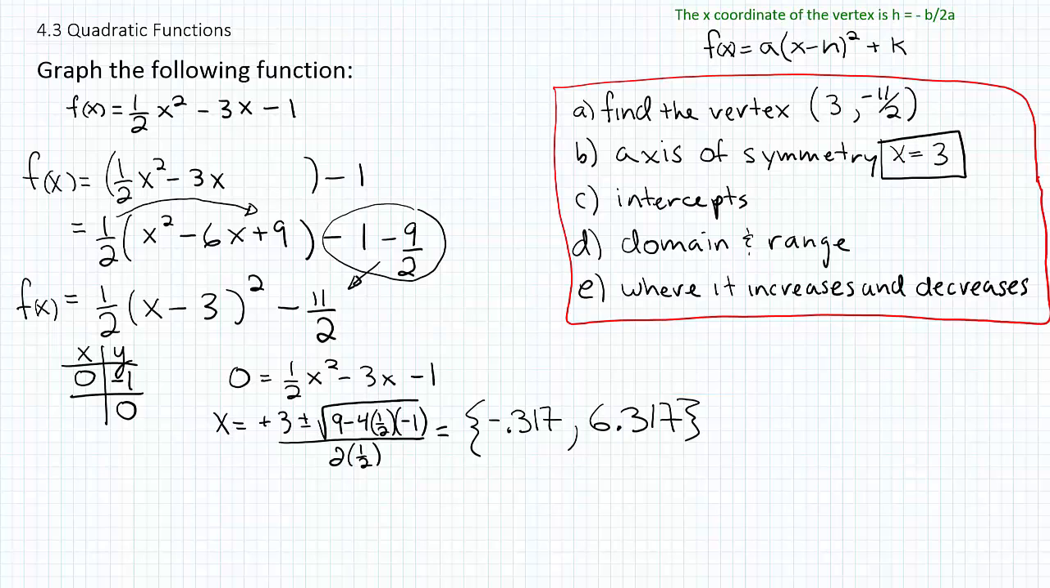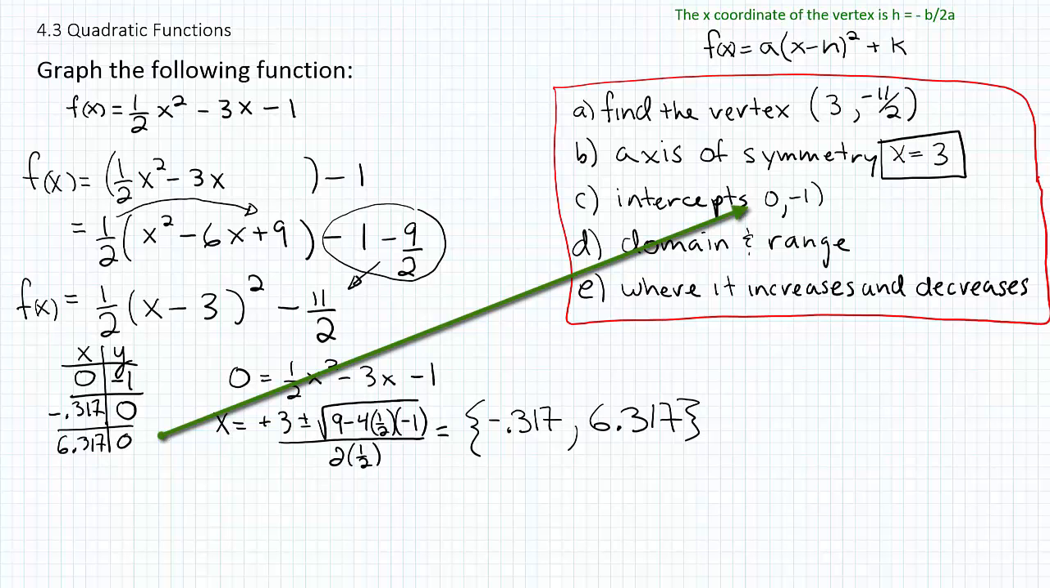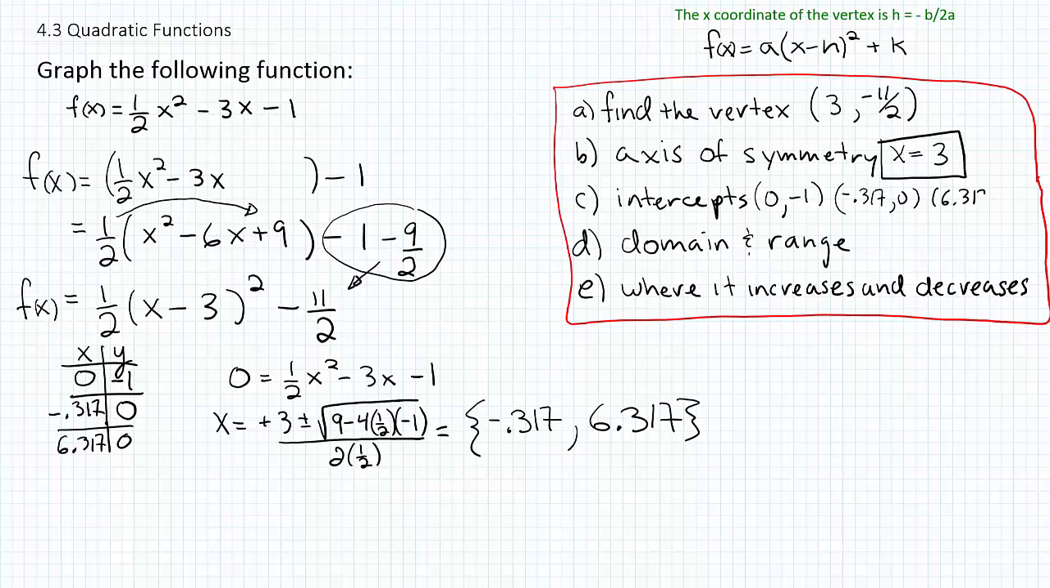So we end up with two answers, minus 0.317 and 6.317. Okay, so for our intercepts, we'll basically say that we have (0, -1), and then (-0.317, 0), and lastly (6.317, 0). All right, so there are the intercepts. All right, let's do the domain and range then.